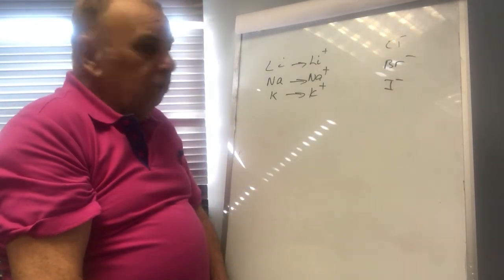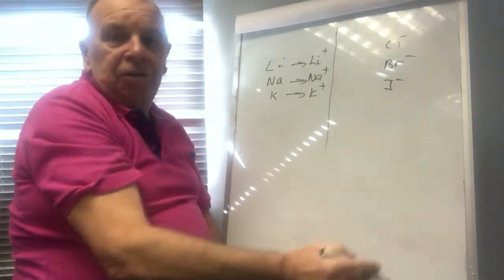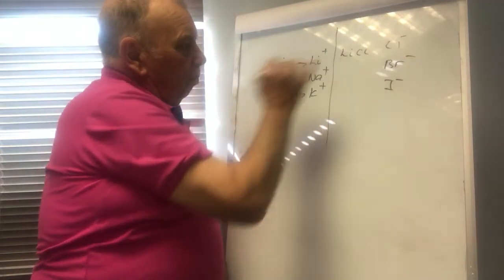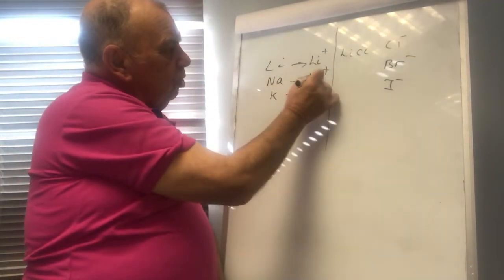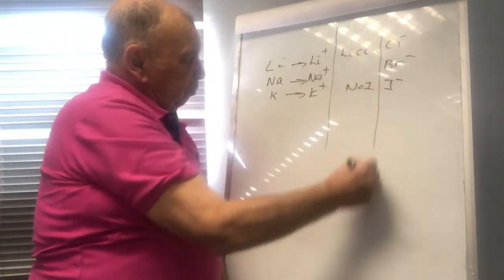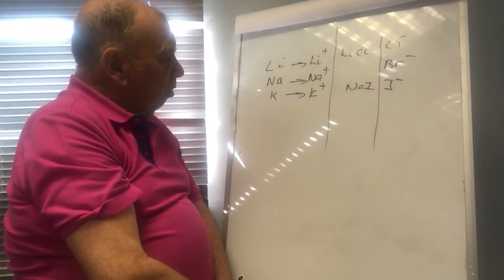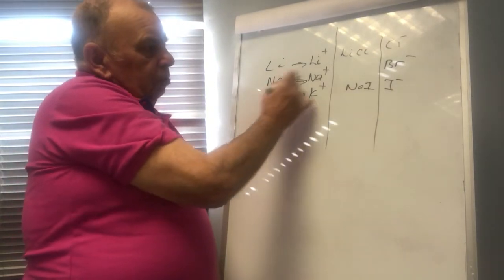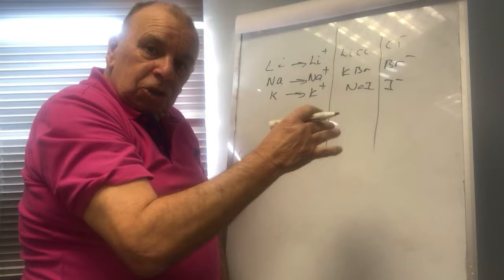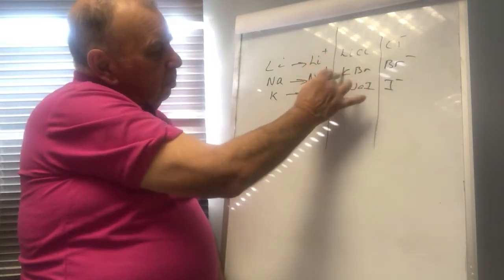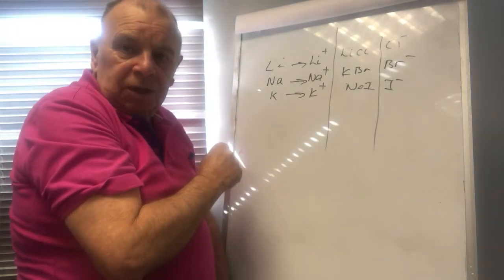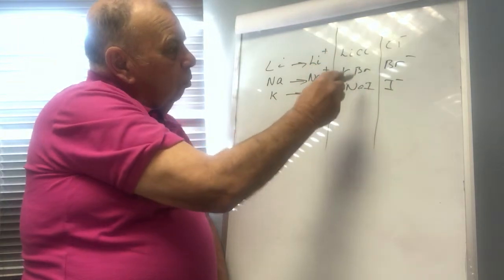So what is the formula therefore of lithium chloride? LiCl, 1 and 1. Or is the formula of sodium iodide, NaI? What's the formula of potassium bromide, KBr? It's neutral, plus minus, plus minus, plus minus. The valencies or how many electrons it's going to lose or gain. 1, 1, 1.